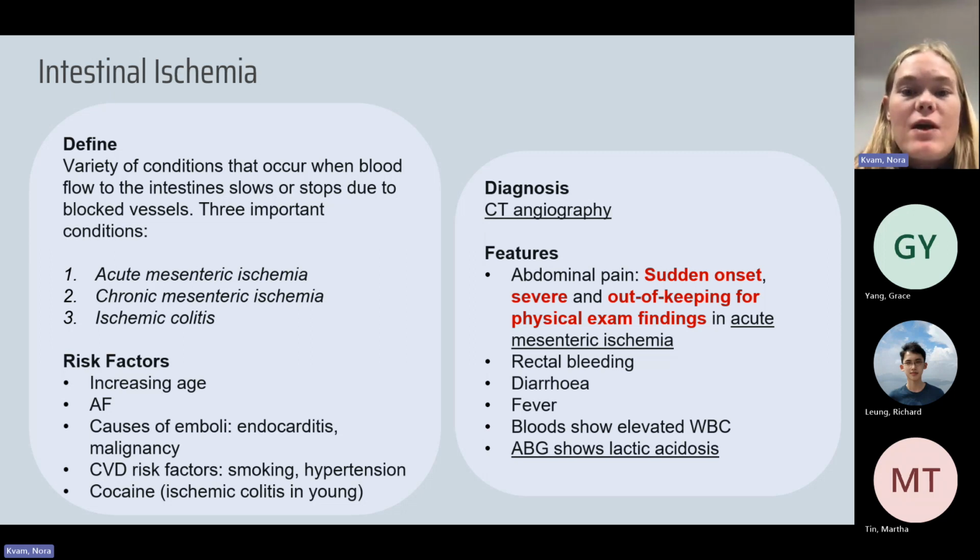Mesenteric ischemia is further classified into either acute mesenteric ischemia or chronic mesenteric ischemia. This is important to differentiate because they present very differently. Another name for chronic mesenteric ischemia is angina abdominalis. Acute ischemia is normally caused by a clot blocking the blood flow, either an embolus or a thrombus. But there are sometimes non-occlusive causes, so no clots are present, but there's hypoperfusion.